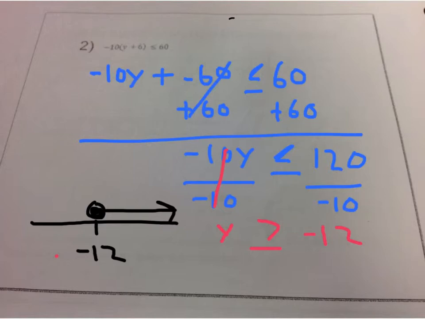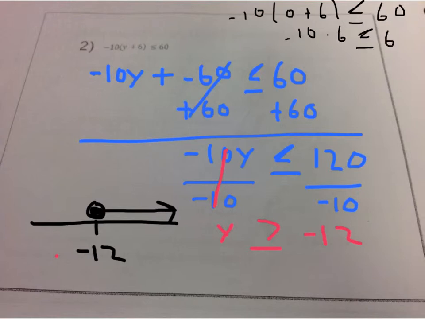So I'm going to go negative 10 times 0 plus 6, and that should be less than or equal to 60. All I did there is, instead of using y, I put in one of my solutions, which could be 0 up here. Now you know that 0 plus 6 is 6. So really we're going to have negative 10 times 6, and that should be less than or equal to 60.